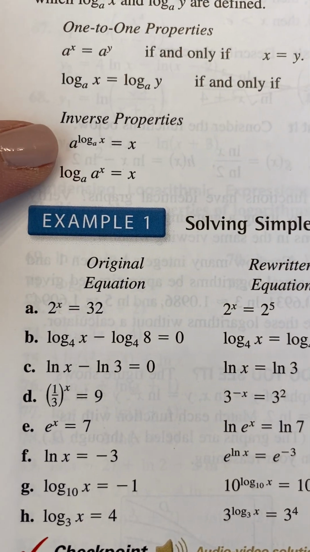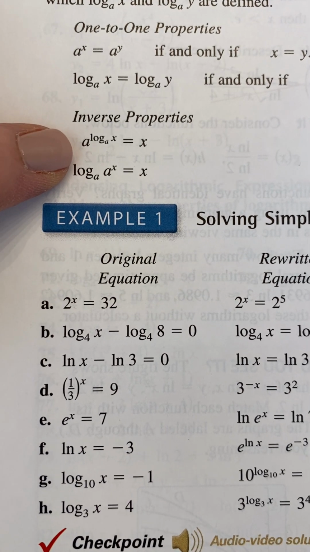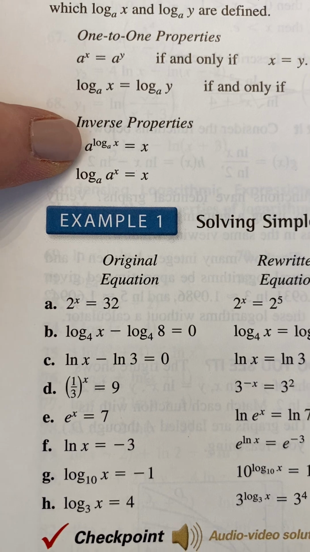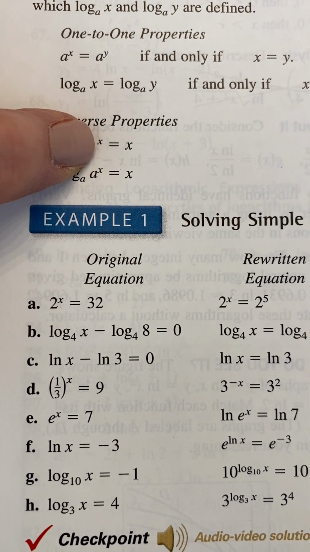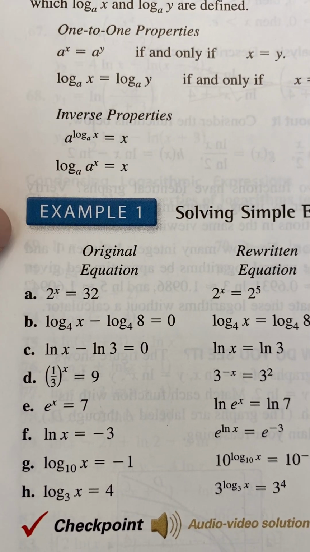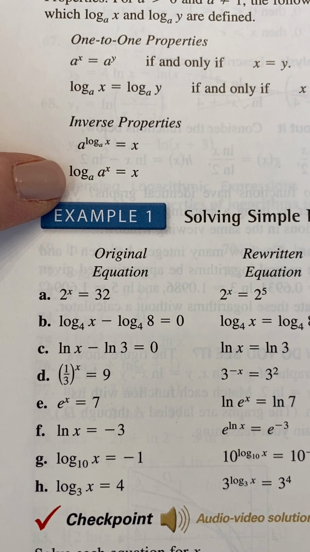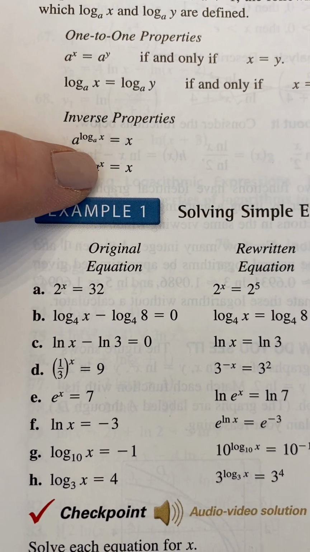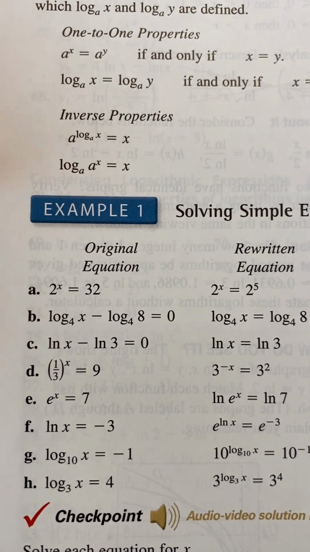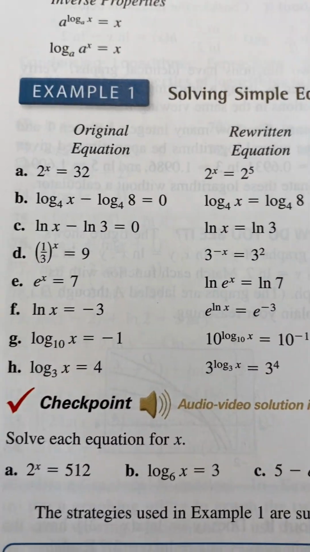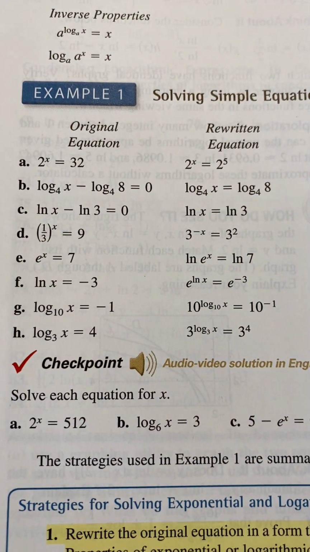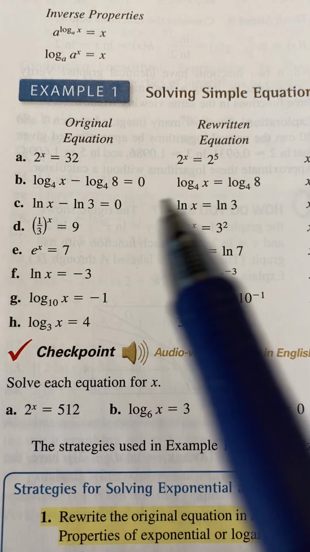Here's a couple of inverse properties that we've already talked about. A to the log base a, those are inverses, so they cancel each other out, and we just get x equals x. And the same if it's ordered this way, log base a of a, those undo each other, so x equals x. All right, so let's take a look at some of these examples here. We'll just run through the first couple examples.